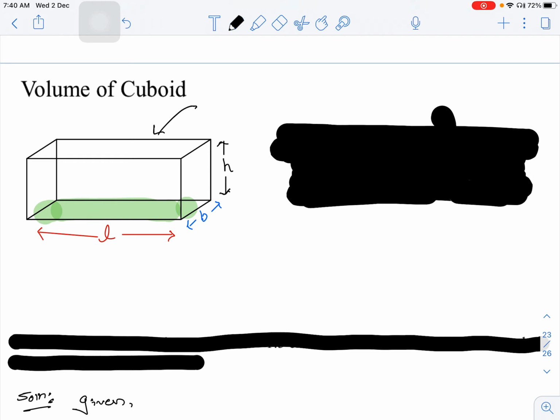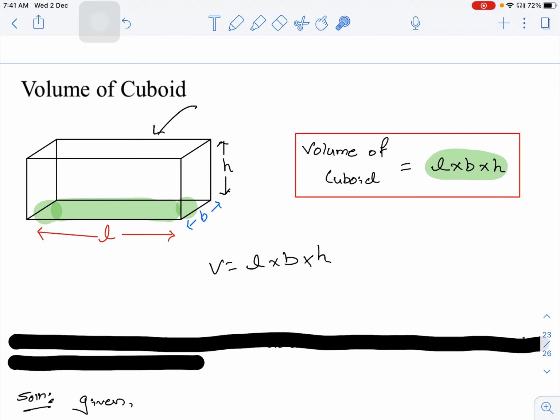Now area of base means length into breadth. Then after that if you go on filling water in this, then this water will cover some height. So we can say that after covering the area of base, it is covering the height. From this we get the formula for finding volume of a cuboid, that is volume of a cuboid is equal to length into breadth into height.